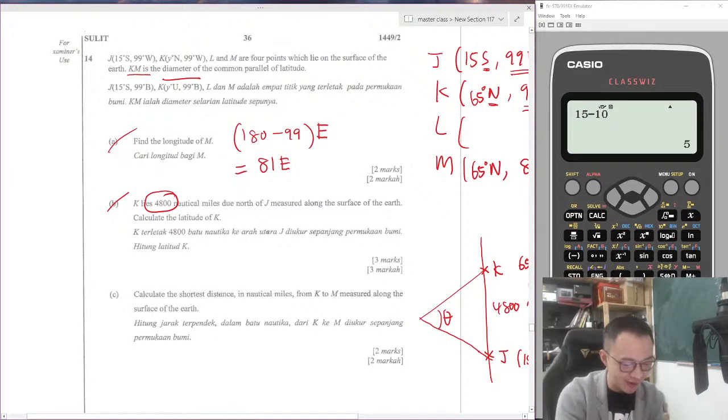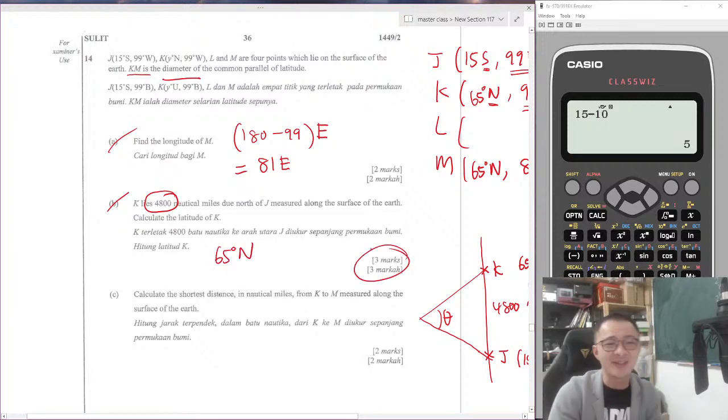Okay, they asked me to find the latitude of K. Just found it, 65 N. Alright, and the 3 mark question is not too bad. As long as you understand the basics here, I think it should be fine. Okay, C.